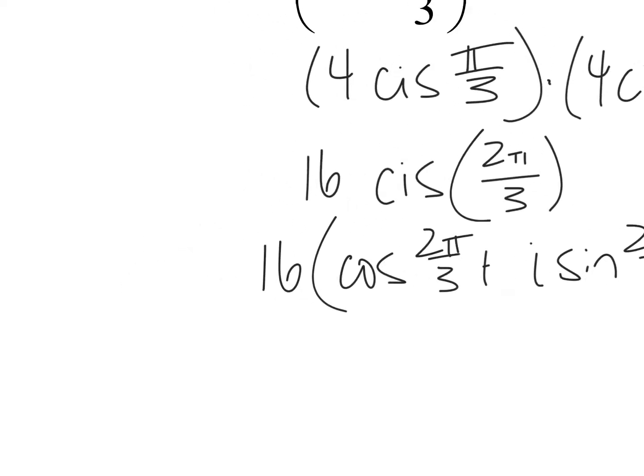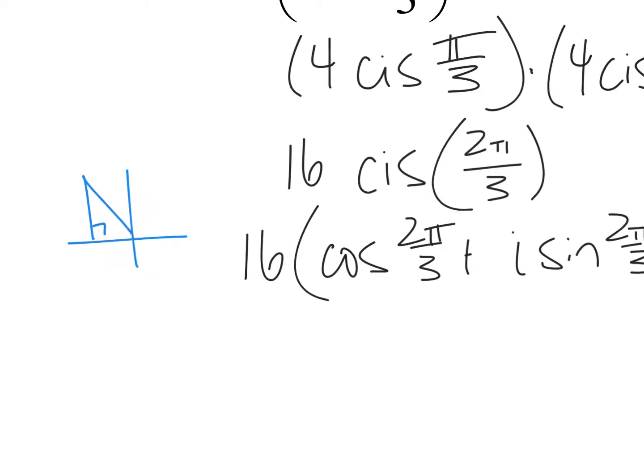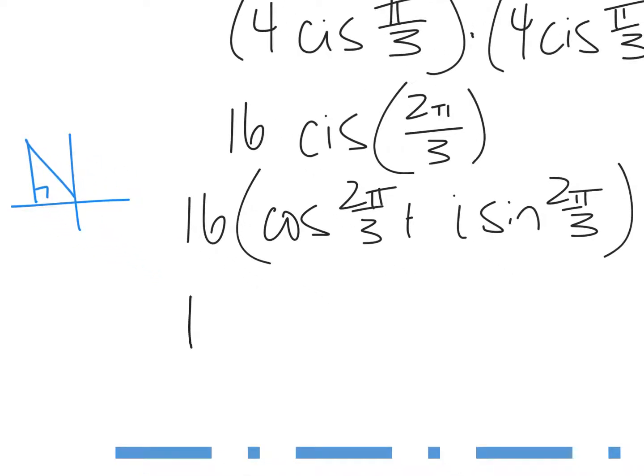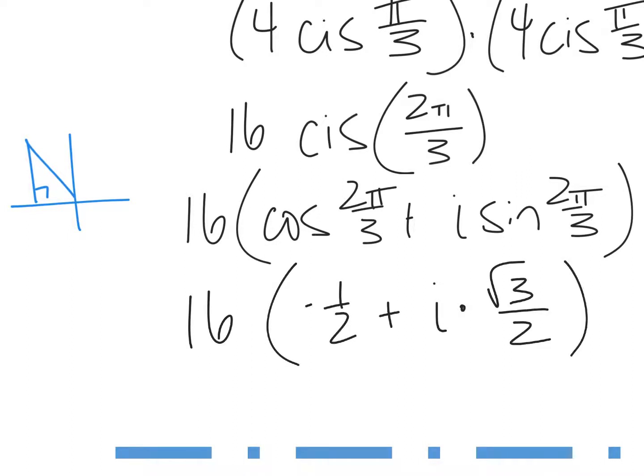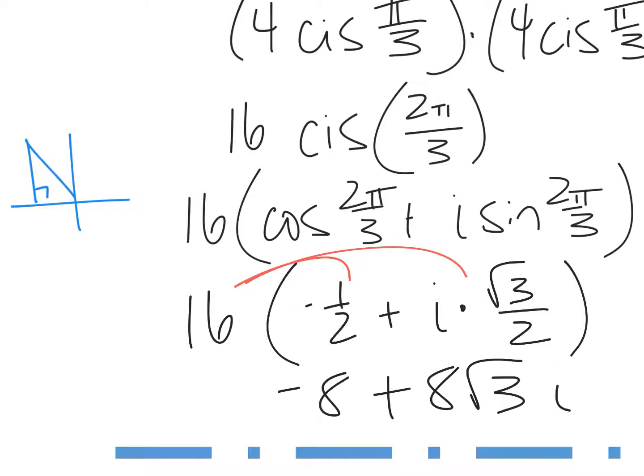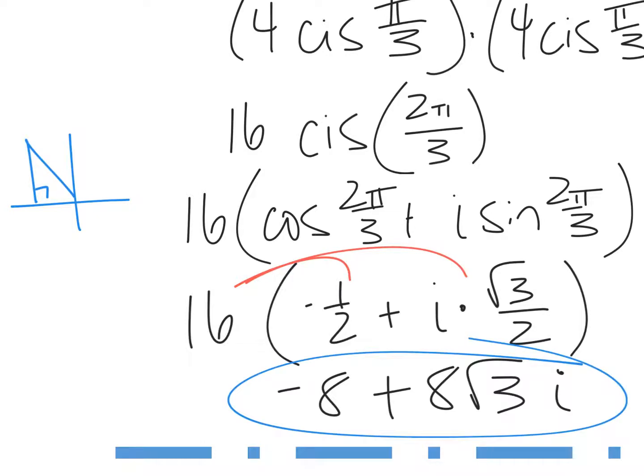And 2 pi over 3 is a 60-degree reference angle in the second quadrant. So remember that the x value there is -1/2. And the y value there is radical 3 over 2. Now all I have to do is distribute my 16 into it. So I get -8 plus 8 radical 3 i. And that's what my final answer looks like for that, okay?